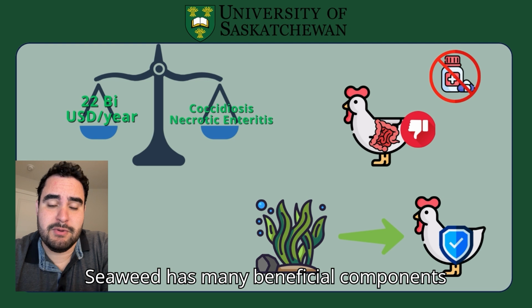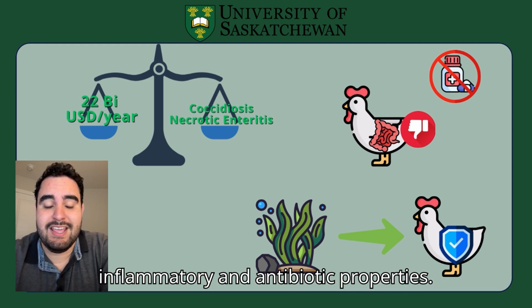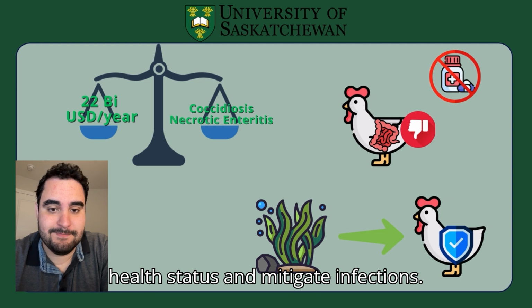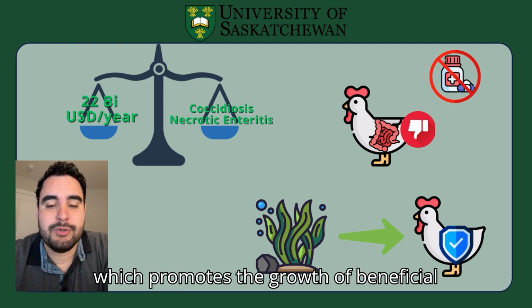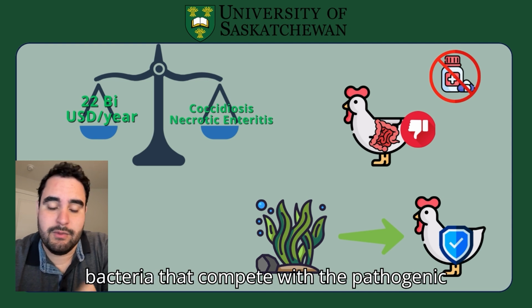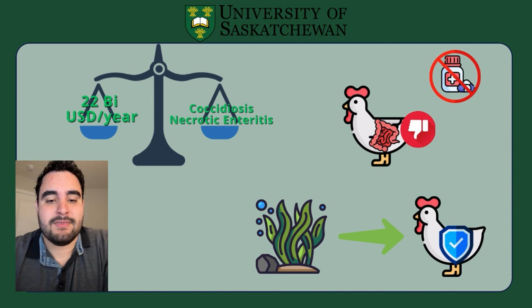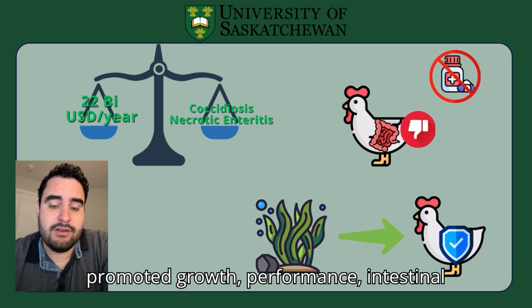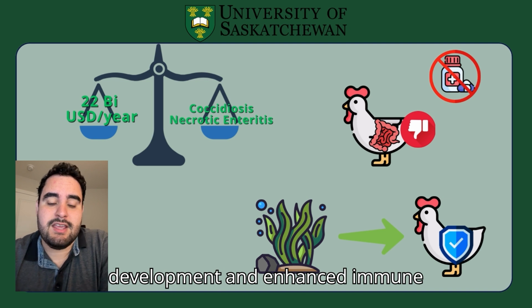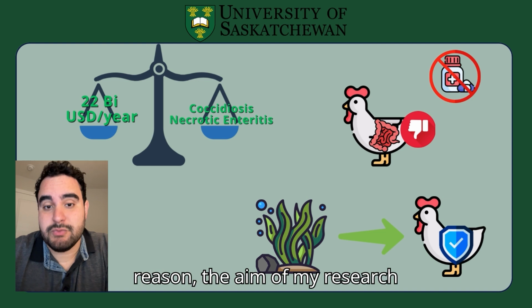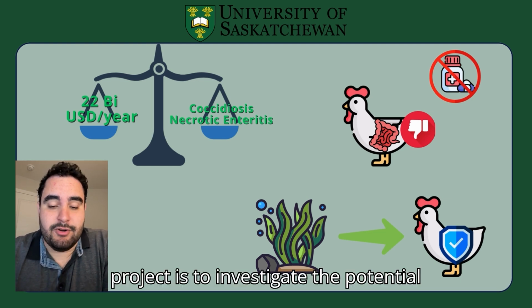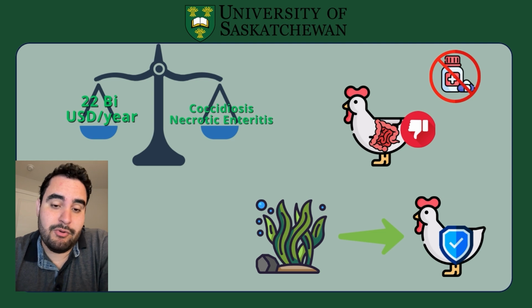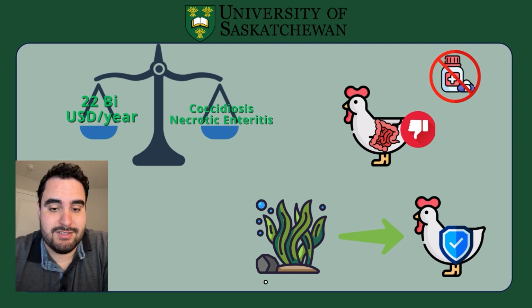Seaweed has many beneficial components such as antioxidants, anti-inflammatory, and antibiotic properties. Combined, these properties can improve health status and mitigate infections. Additionally, seaweed has soluble fiber, which promotes the growth of beneficial bacteria that compete with the pathogenic bacteria, reducing their numbers. The usage of seaweed has shown to be handy, as in previous experiments, it promoted growth performance, intestinal development, and enhanced immune status. For this reason, the aim of my research project is to investigate the potential gut health benefits of seaweed meal in the diet of broiler chickens with necrotic enteritis or coccidiosis.